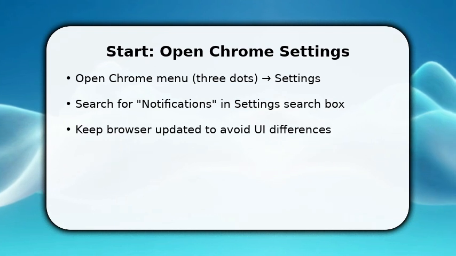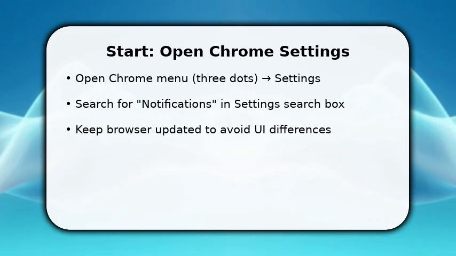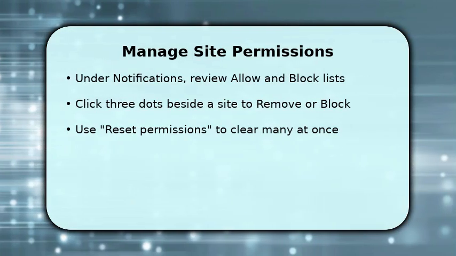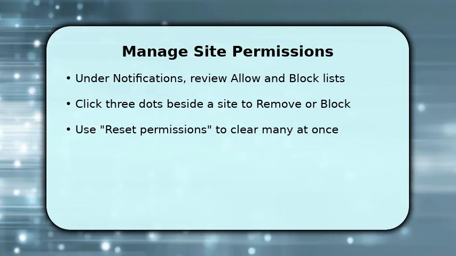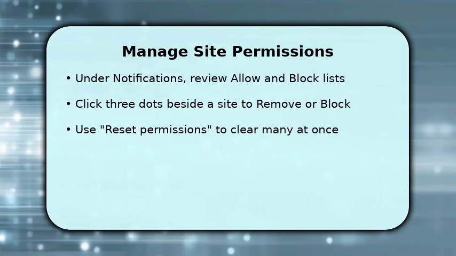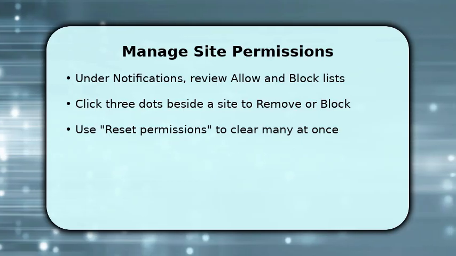Now, inspect the Allow and Block lists. You'll click the three-dot menu next to each site to remove or block it. Removal stops that site from auto-prompting, and blocking enforces silence. If many sites are unwanted, use Reset Permissions to clear them quickly, then re-add trusted sites manually.